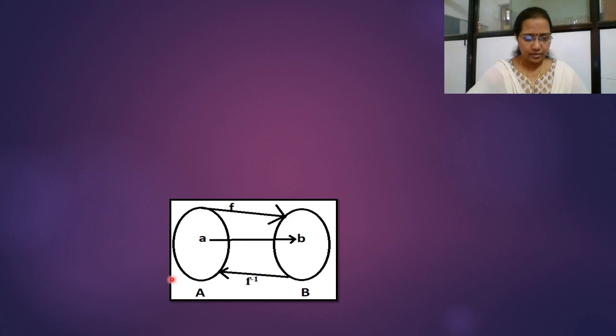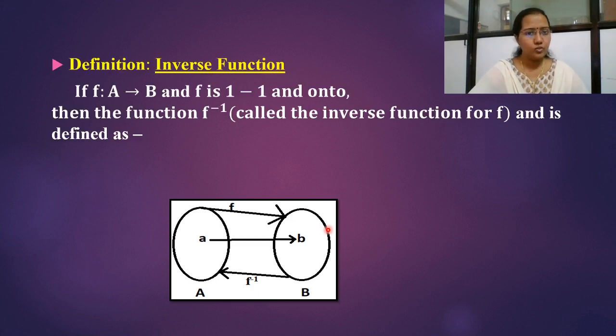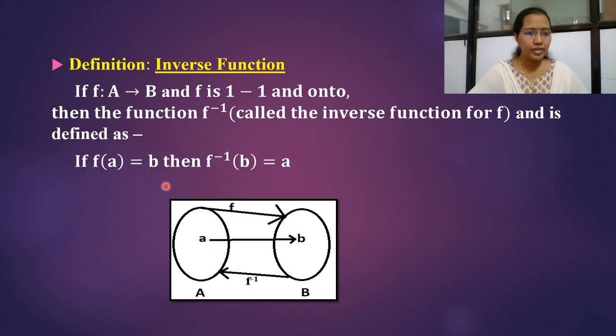Now look at this graph. Consider f is a function from A to B. For f, A is the domain, B is the range set. Now an inverse function exists only if f is 1-1 and onto. So what is the definition of inverse function? If f is a function from A to B and f is 1-1 and onto, then the function f inverse, called the inverse function for f, is defined as: if f of a is equal to b, then f inverse of b is equal to a.